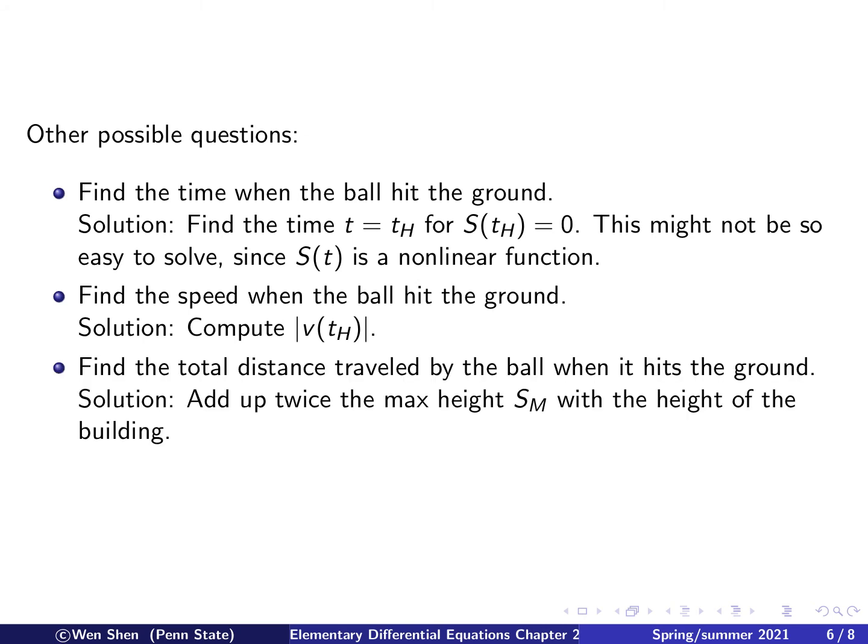Another question would be: find the total distance traveled by the ball when it hits the ground. So that we could actually already answer, because we know the maximum height, right? So we can add up the maximum height with the height it traveled upward. And it would actually be 2 times Sn minus the height of the building.